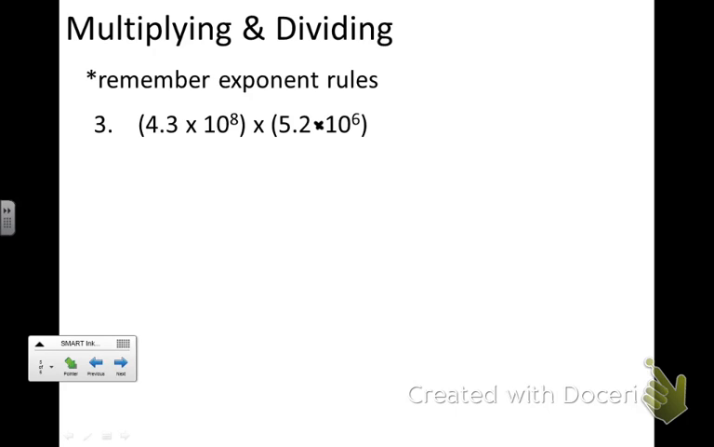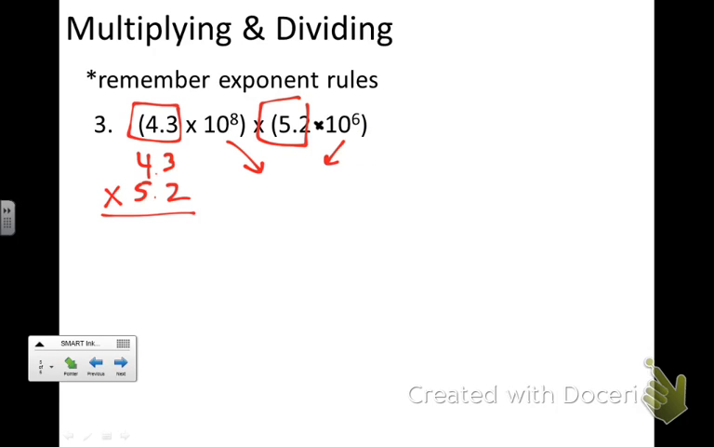All right. So with this problem, here's what you need to do. We're going to group our numbers together in terms of types. I see a decimal and a decimal. So I'm going to multiply those numbers together. This is going to be 4.3 times 5.2. Don't actually multiply it yet. Let's just organize it. Then the second type of numbers I have are my exponents, 10 to the 8th, 10 to the 6th. So now I have a separate problem, 10 to the 8th times 10 to the 6th.